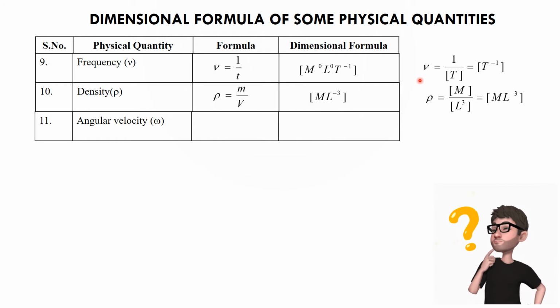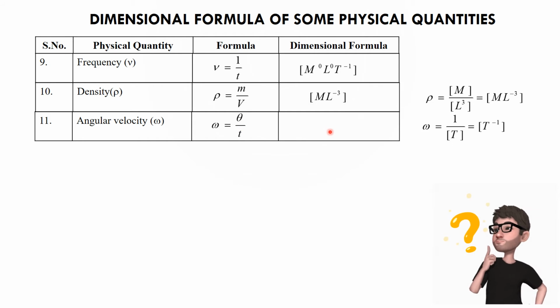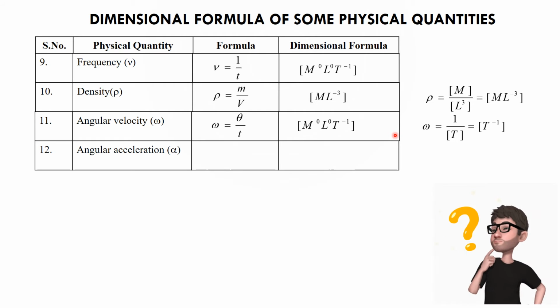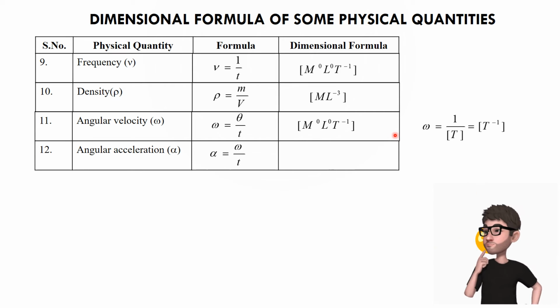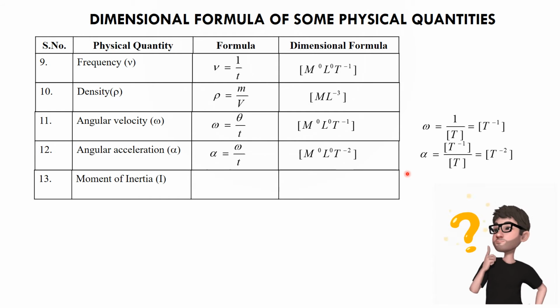Angular velocity. Now angular velocity is represented by omega and it is angular displacement upon time. And children, angular displacement has no dimensions, that is 1 I can write. So 1 by T is T^-1. Angular acceleration is represented by alpha, which is omega by t. Now omega was T^-1, we just found out, upon T, so T^-2.